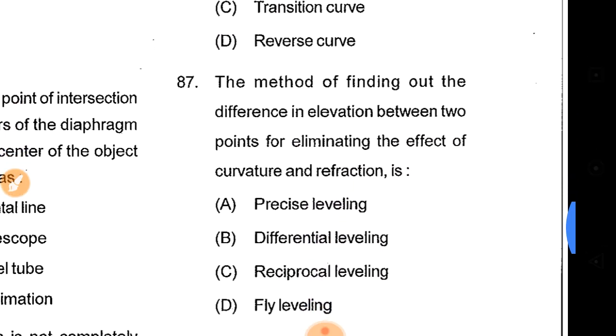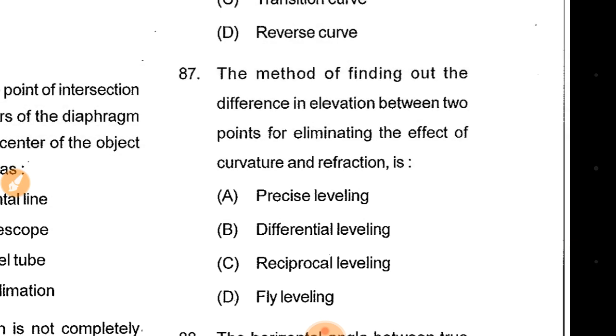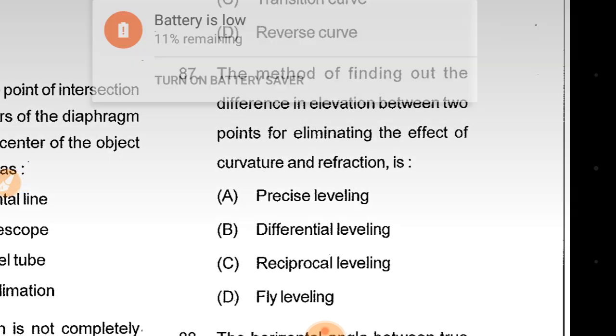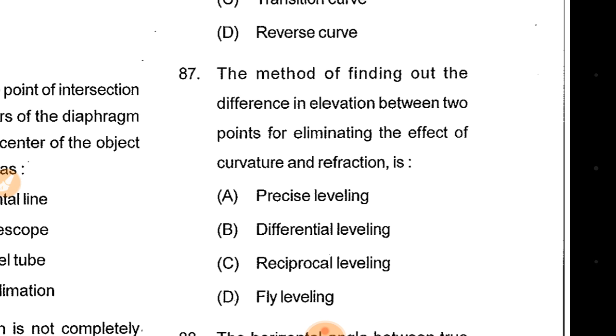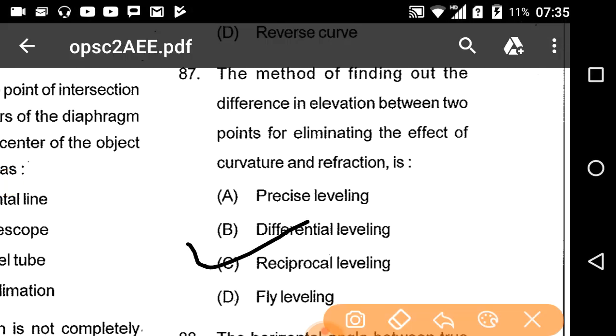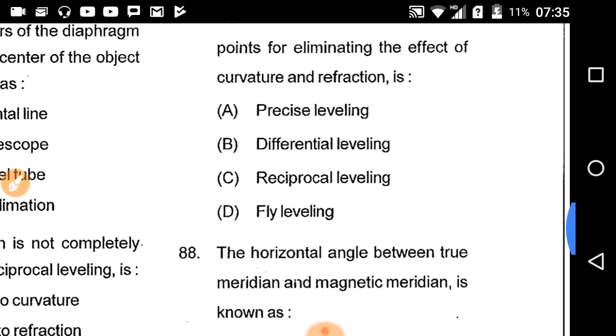The method of finding out the difference in elevation between two points for eliminating the effect of curvature and refraction is called precise leveling, differential leveling, reciprocal leveling, fly leveling. So the method of finding out the difference in elevation between 2 points for eliminating the effect of curvature and refraction is called reciprocal leveling, that is option C will be the correct answer.